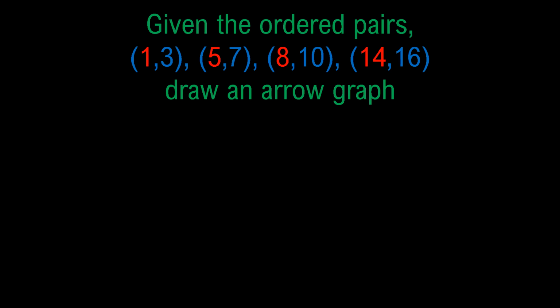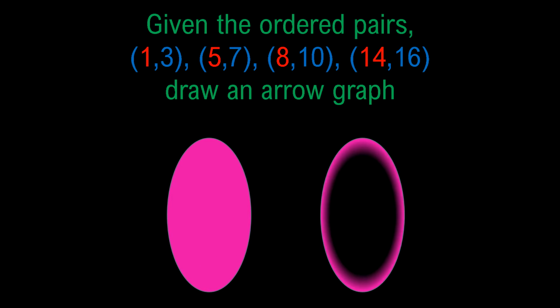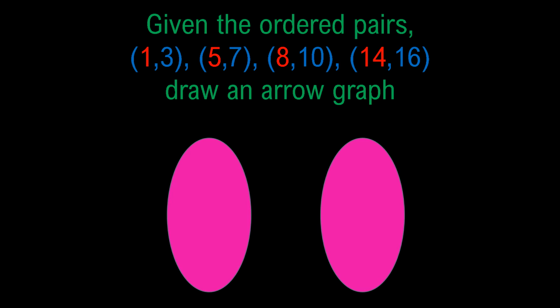If you are given the ordered pairs (1, 3), (5, 7), (8, 10), and (14, 16), and you're asked to draw an arrow diagram or an arrow graph, the first thing you would want to do is draw your two ovals to represent your two sets. The first oval is the domain. The second oval is the codomain. Remember, the first element of an ordered pair is my domain element. The second is my codomain element.